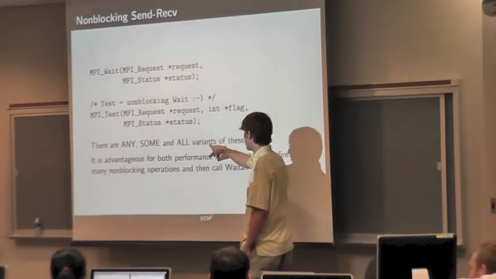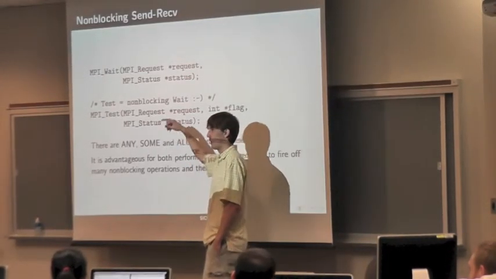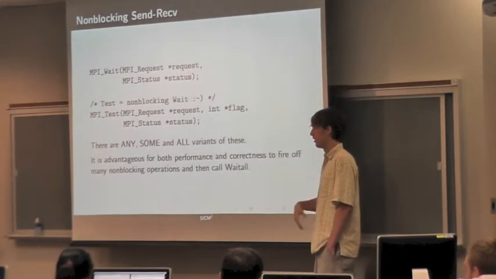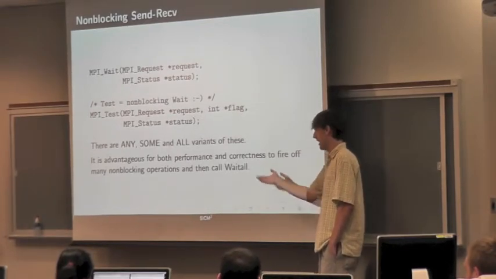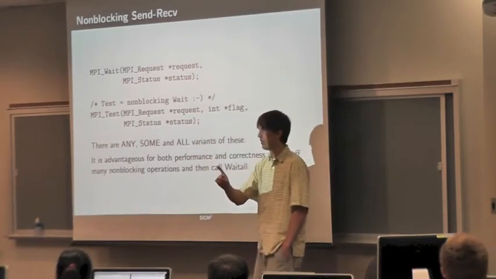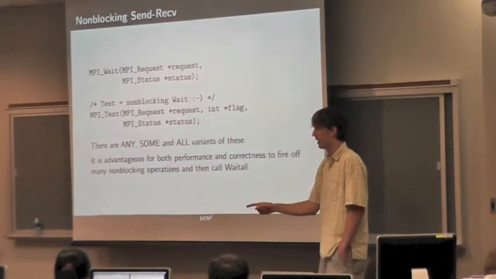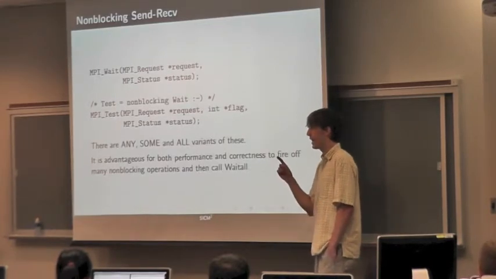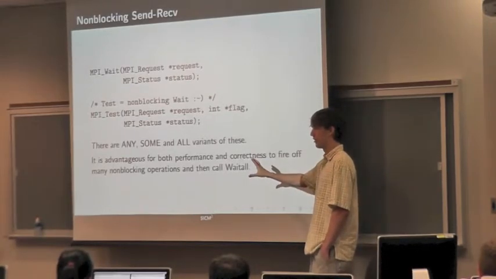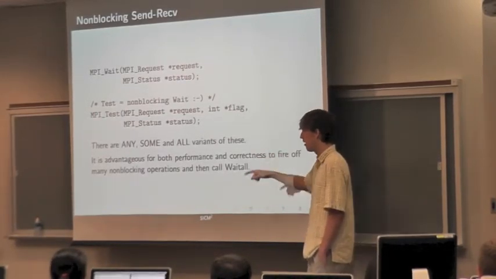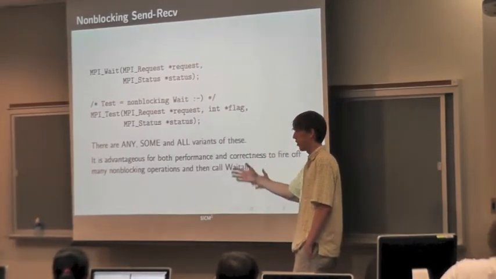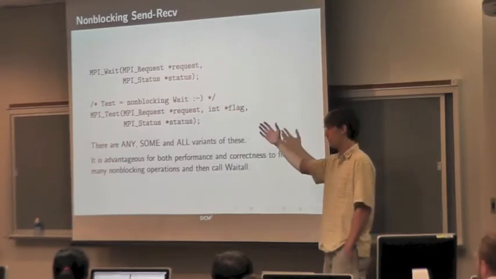So there's any, some, and all versions of this. There's test any, wait any, test some, wait some, test all, wait all. And that's just ways of getting multiple completion events. Any will basically say the moment one and only one of these things is done, return. So if you do wait any, you will wait for any one of the operations in the array to complete, and then you'll come back. If you say some, it can complete more than one of them, but not necessarily all of them. And if you say wait all, you will, of course, wait for all of them to finish.